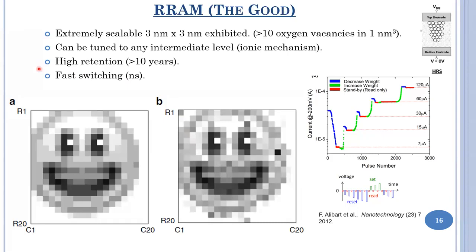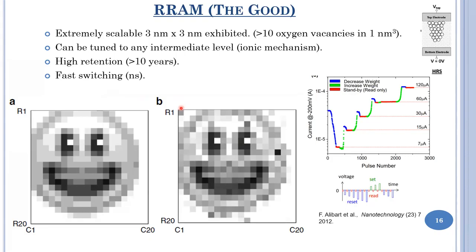Also, for each of these conductance states, these RRAM devices show retention, meaning the state doesn't change for 10 or 20 years if you leave it like that. The switching is also very fast, on the order of nanoseconds. So it can also be used for high frequencies, but people don't go for high frequencies. The reasons will become very clear.